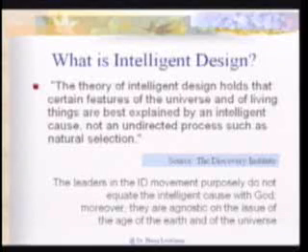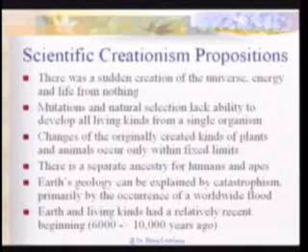The leaders, and this is important to note, the leaders in the intelligent design movement purposely do not equate the intelligent cause or the intelligent designer with God. And they do that on purpose. They're agnostic on the issue of the age of the earth, or the age of the universe. In fact, some intelligent designers, as you'll see, even believe that perhaps evolution was a mechanism for how we got here. But nevertheless, they believe that there's an intelligent design mechanism.